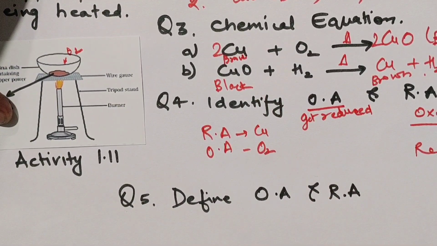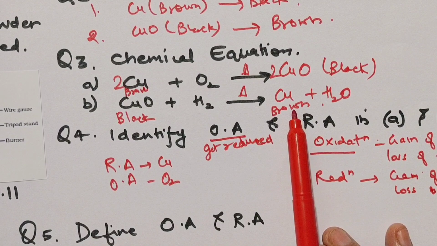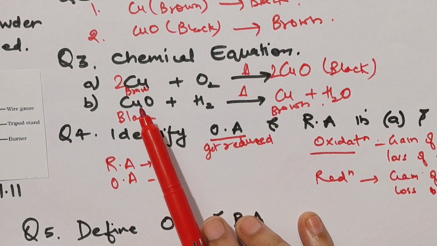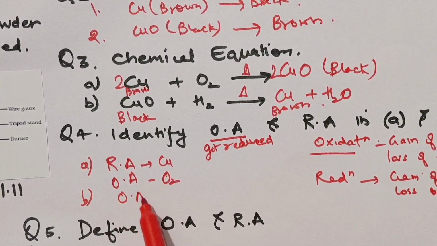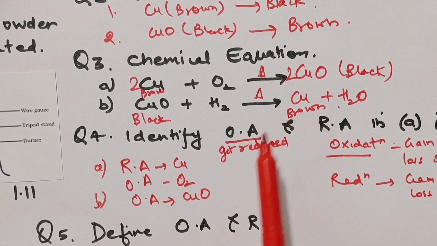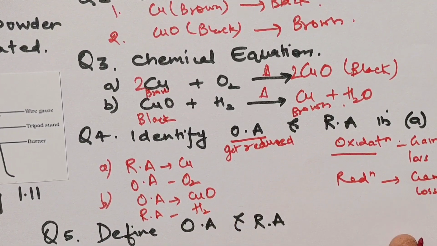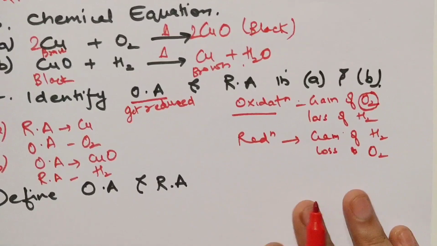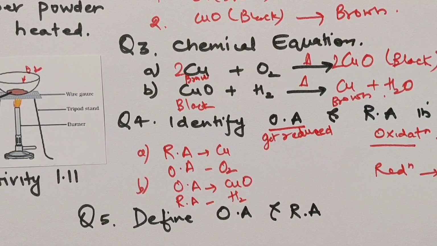Similarly, in reaction B, copper oxide is being reduced because it's losing oxygen. So if this is getting reduced, this would be oxidizing agent. In B, oxidizing agent would be copper oxide because it's getting reduced itself. And reducing agent would obviously be hydrogen because who better to give hydrogen than hydrogen itself, right? So this is how you identify reducing agent and oxidizing agent.